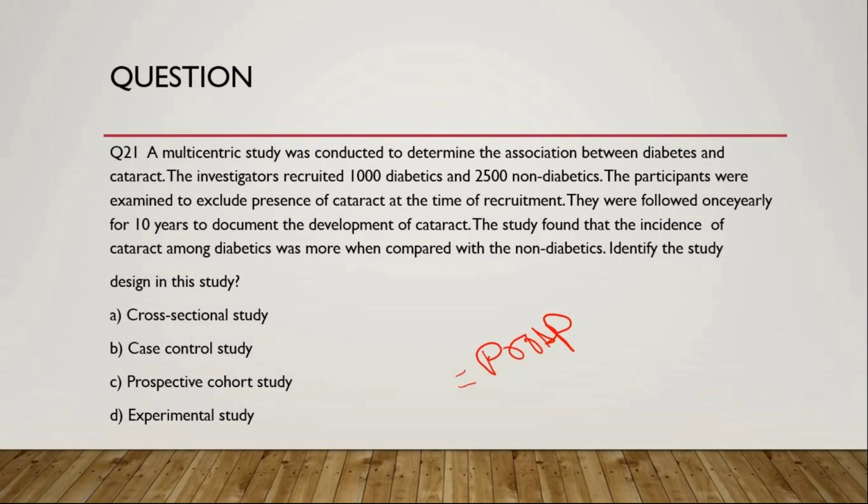Prospective is a forward-looking study and retrospective is backward. So if in this there is only written prospective, fine, but if in the option it is retrospective, then how will you confirm that it is prospective or retrospective? They were followed once yearly for 10 years to document the development of cataract. So yes, it is the hint. To see development of cataract, they were followed up for a long time. So it is a prospective, forward-looking study.